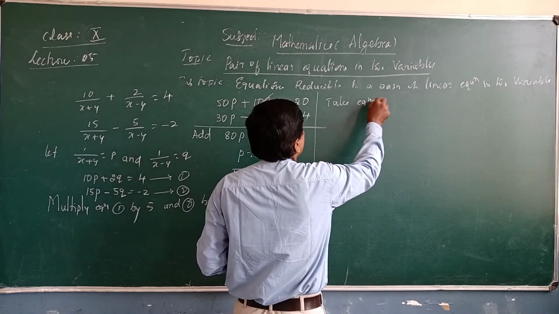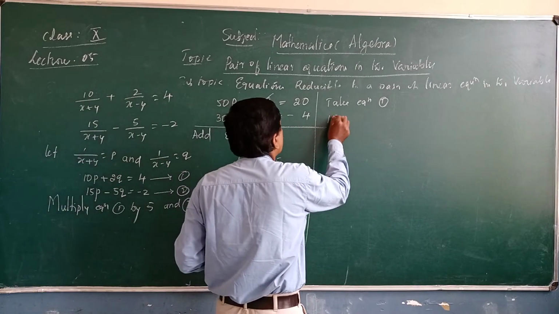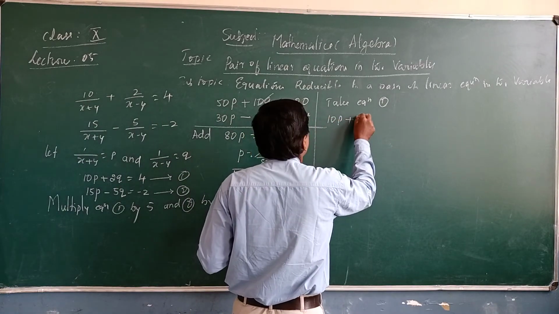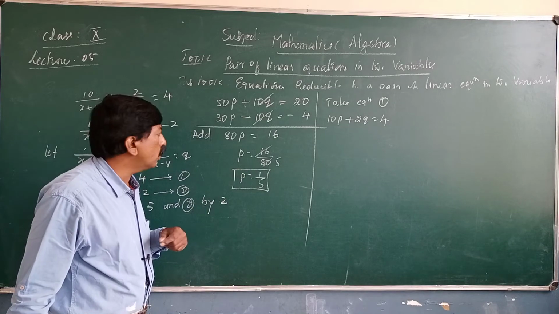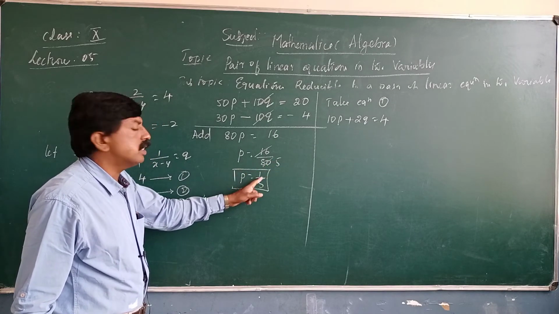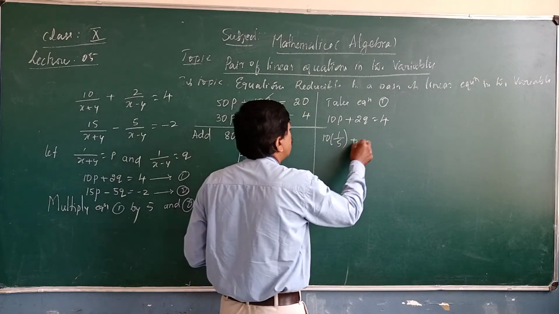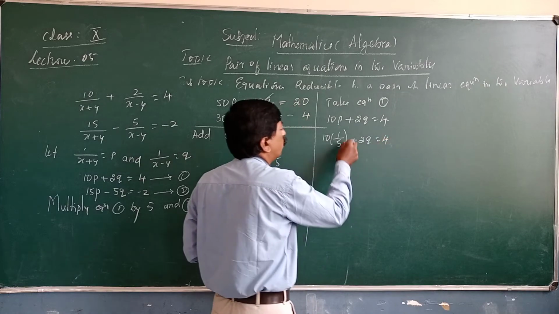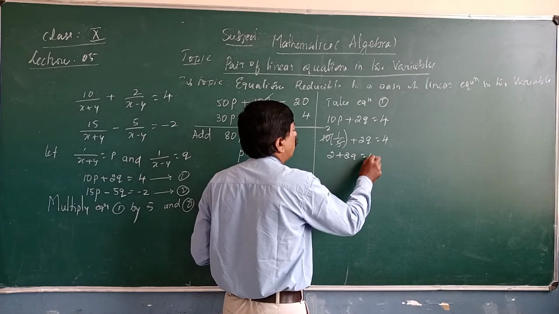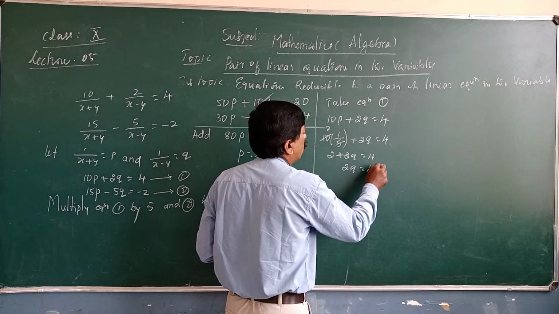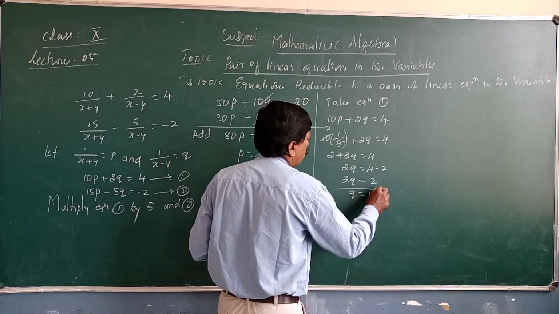Take equation 1. What is that equation 1? 10p plus 2q is equal to 4. We know that p is 1 by 5. So 10 times 1 by 5 plus 2q is equal to 4. 5 ones are 5, 5 twos are 10. Now 2 plus 2q is equal to 4. So 2q is equal to 4 minus 2. 2q is equal to 2. Q is equal to 1.